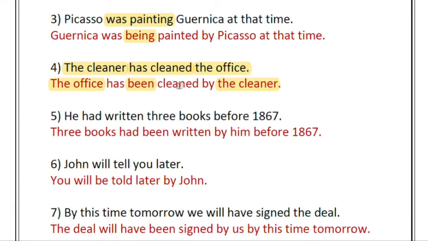But you will not change it from present perfect to past perfect as you do in direct indirect. Okay, be careful. Like, the cleaner has cleaned the office, and you just write the office had been cleaned. No, incorrect. If it is in present perfect, then you'll have to keep it in present perfect. You cannot make it past perfect.